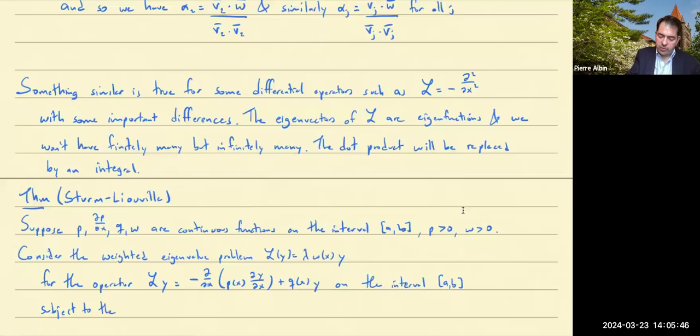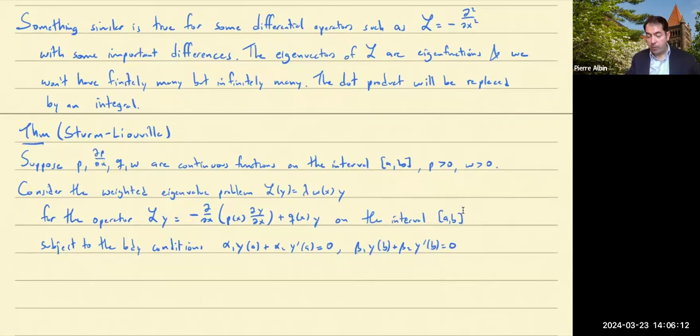subject to the boundary conditions alpha 1 y of a plus alpha 2 y prime of a equal to 0, beta 1 y of b plus beta 2 y prime of b equal to 0, right? Here, alpha 1, alpha 2, beta 1, beta 2 are constants, and I need at least one of the constants for the boundary condition at the left endpoint, and one of the constants for the boundary condition at the right endpoint, to not be zero. Then here's what we can say.